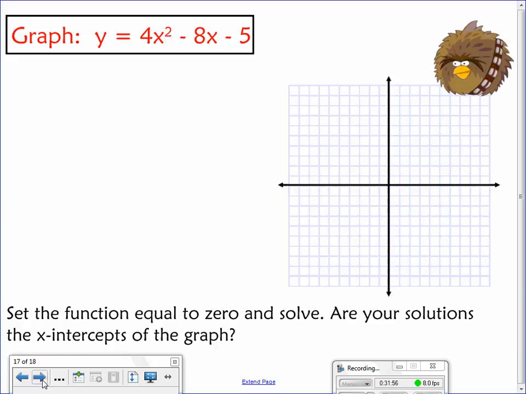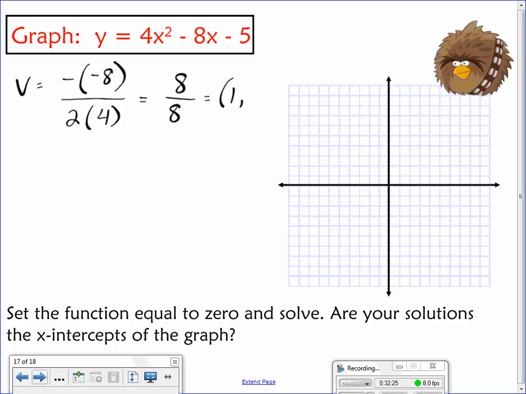All right, one last problem here, guys. I want you to graph it, and then we're going to do the same kind of idea. If I'm going to graph, what do you find first? The vertex. So let's find the vertex. The vertex is negative b. My b value is negative 8, divided by 2 times my a, which is 4. So on the top, we get a positive 8 over 8, which is 1.